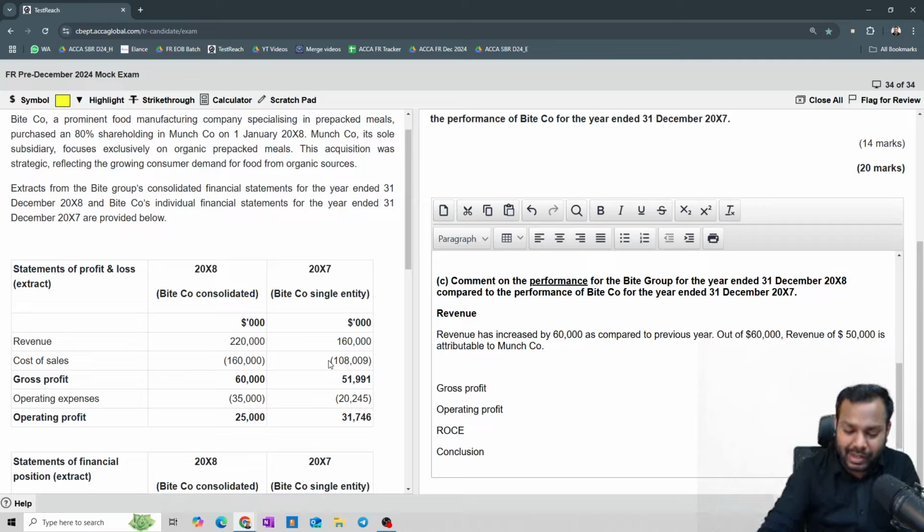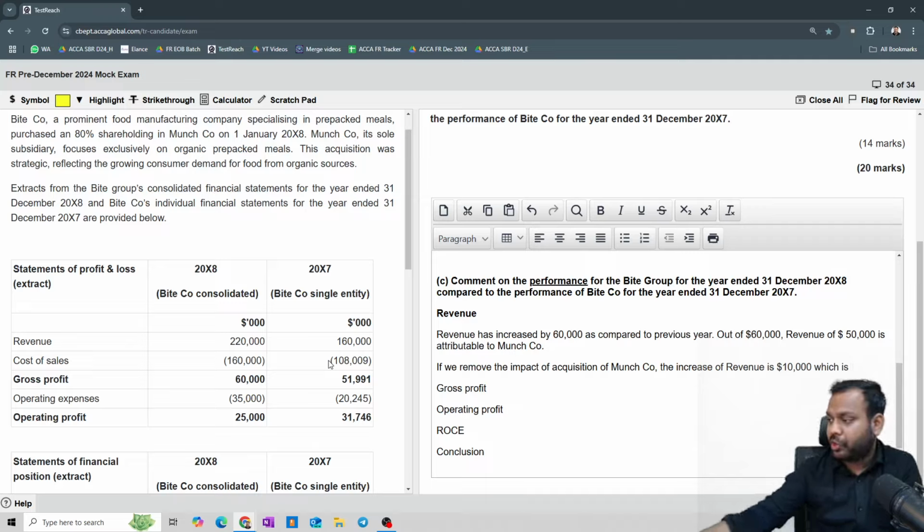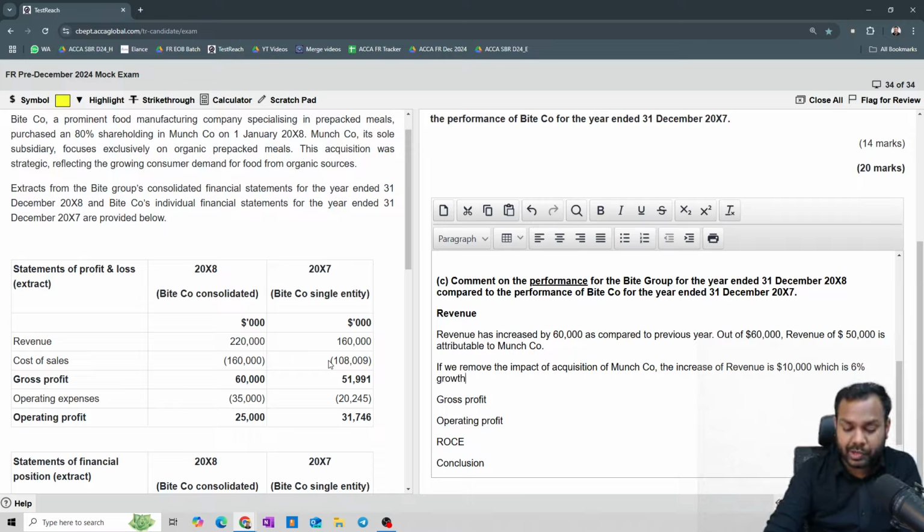So if we remove the impact of acquisition of Munch company, the increase of revenue is $10,000, which is how much percentage? 10,000 by 160,000 in the previous year, that is 6.25, which is 6% growth as compared to previous year.